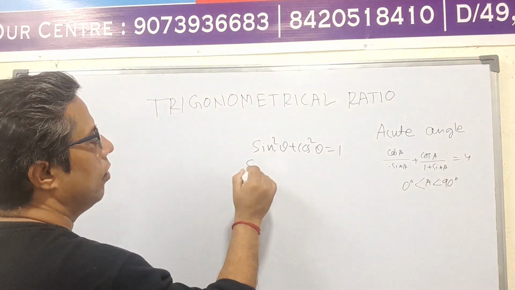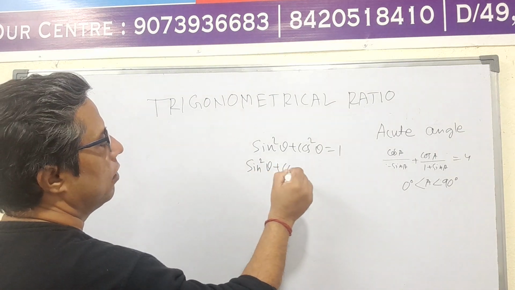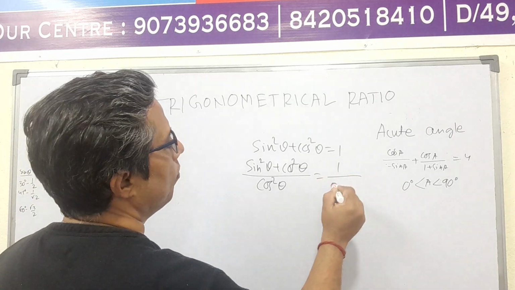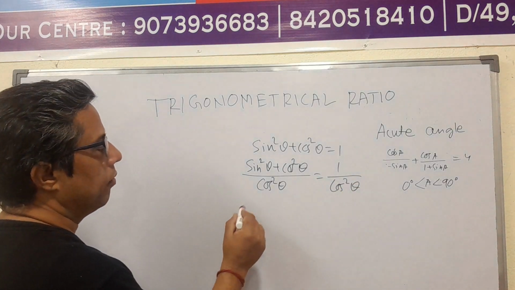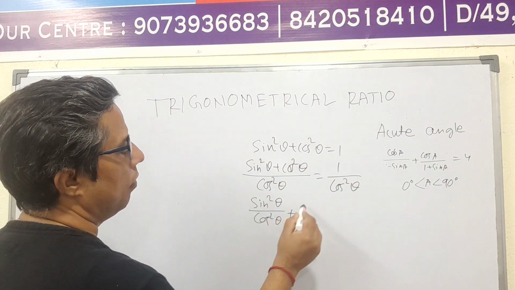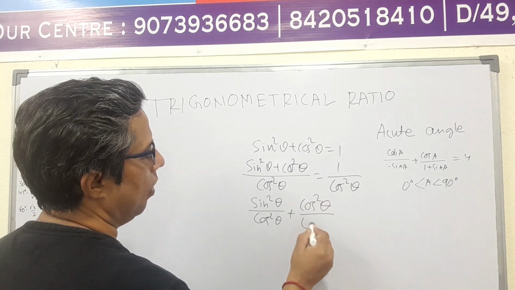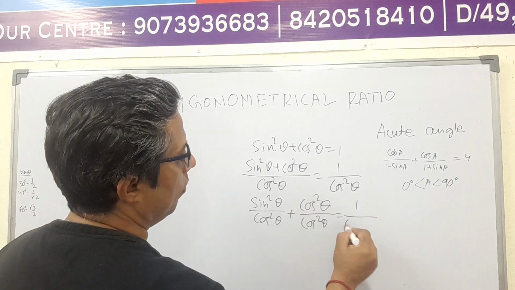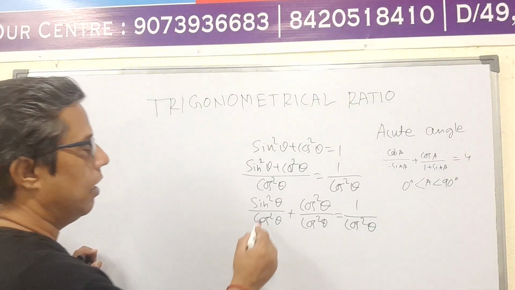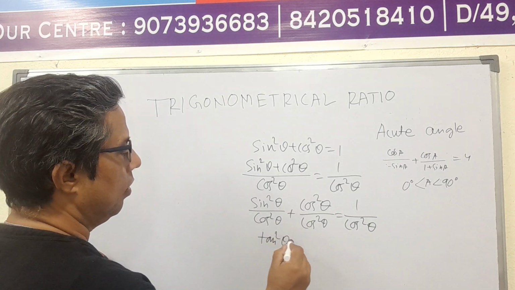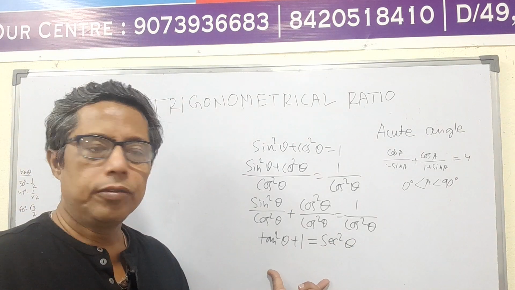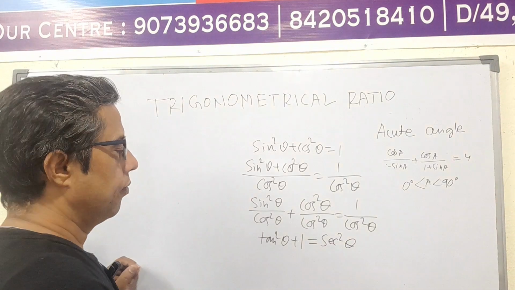So sin square theta plus cos square theta by cos square theta is equal to 1 by cos square theta. It will be sin square theta by cos square theta plus cos square theta by cos square theta is equal to 1 by cos square theta. So next it will be tan square theta plus 1 is equal to sec square theta. You got the relation. So you don't have to remember the things, right?